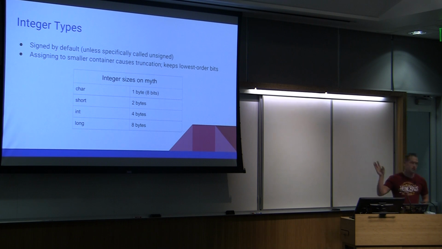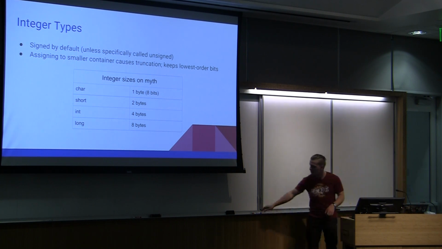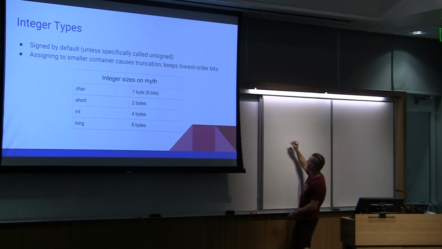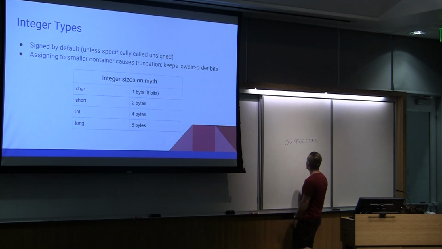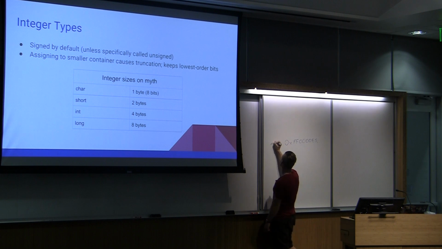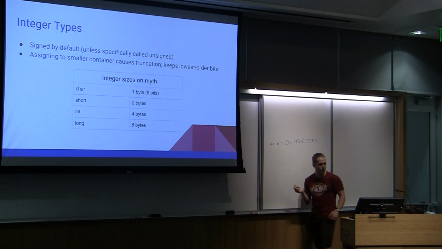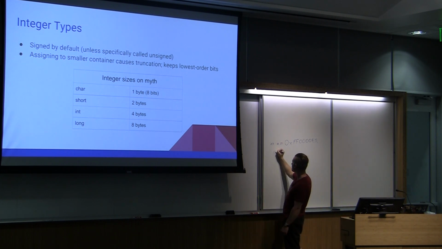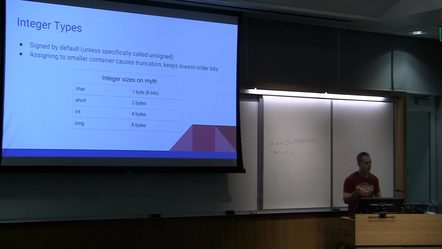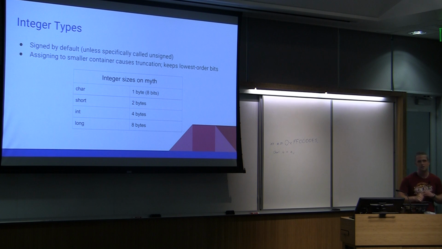And when you assign an integer into a smaller container, you truncate the highest order bits. So if I have an integer, as an example, let's say I have the integer ff0000e5, right? Or sorry, I'm going to make this an int. And I want to assign this into a character container. So I'm going to say char c equals a. So what will be the value of character c after the assignment?